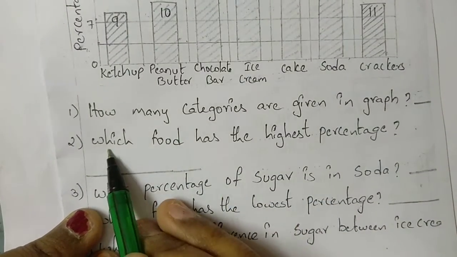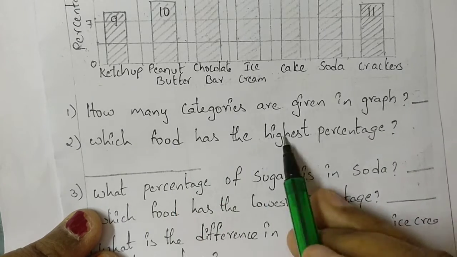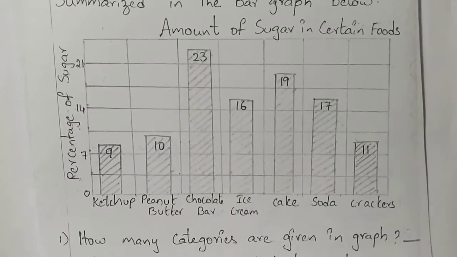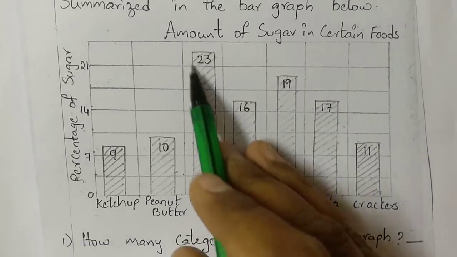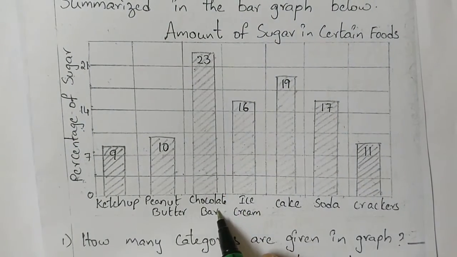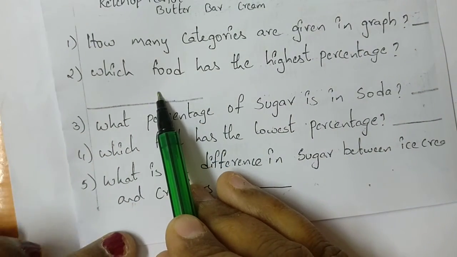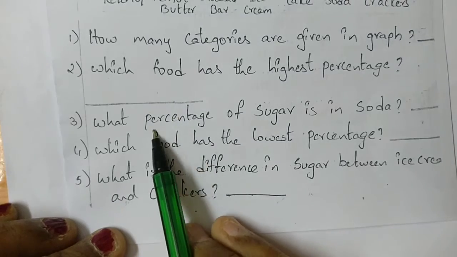Okay, next. Which food has the highest percentage? By observing this one, which one is the highest? 23 is the highest number. 23 means what? Chocolate bar. So write here chocolate bar. Okay, now see the third one.